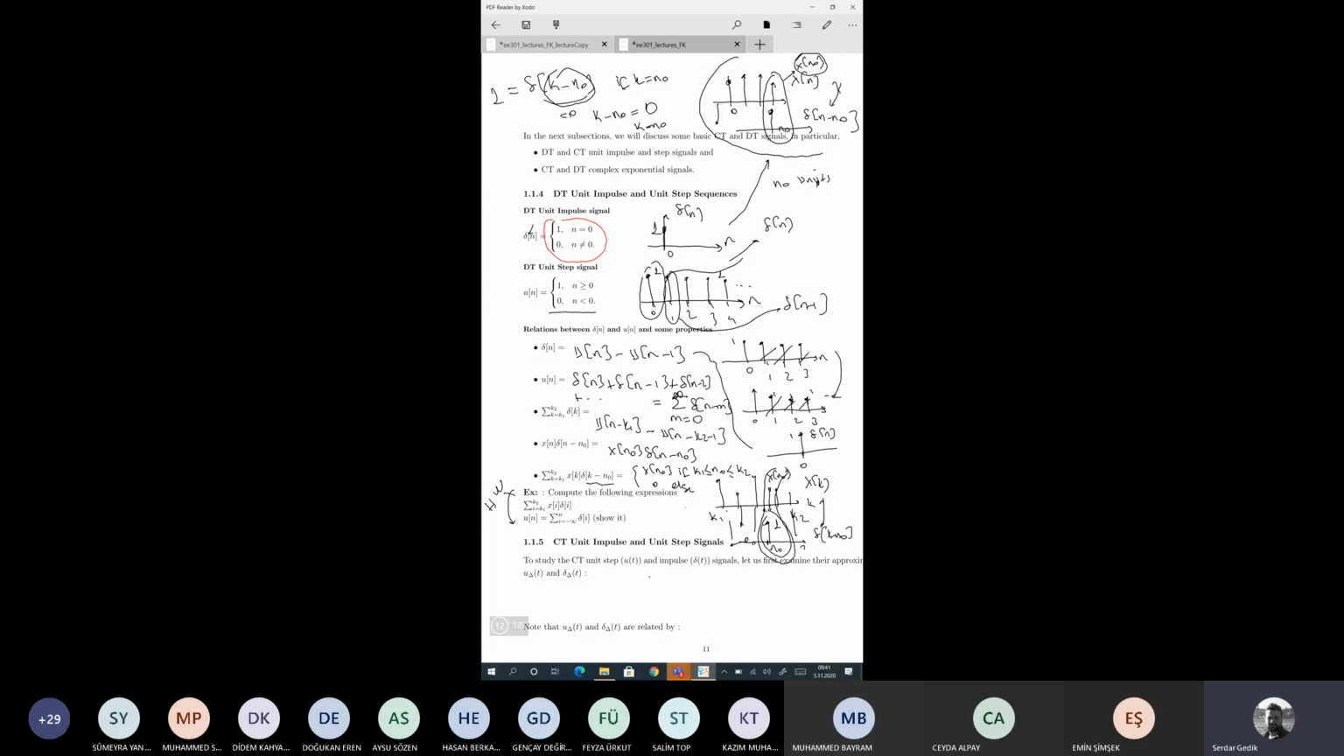Well, the discrete case, unit impulse and unit step sequences are quite easy because they can be visualized just as sequences. But in a continuous case, now we should make some tricks in order to define those unit impulse and unit step signals. By the way, I hope you can hear me. Please write to the chat if you cannot hear me.